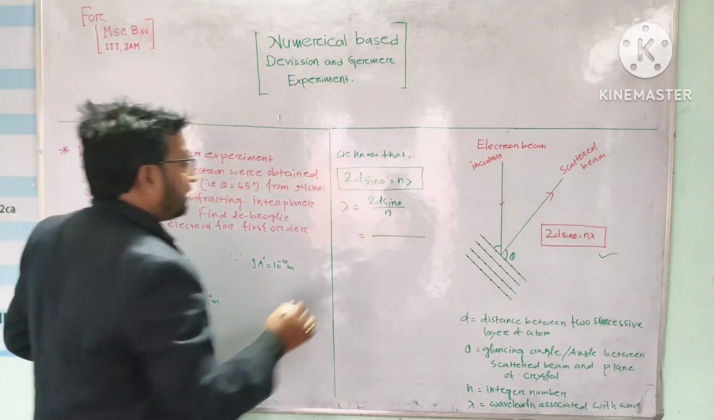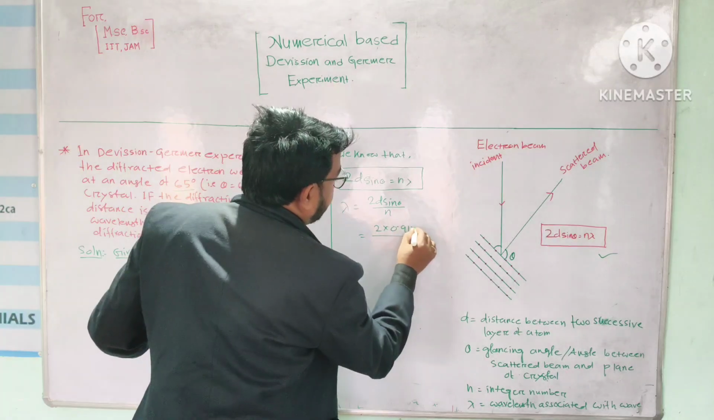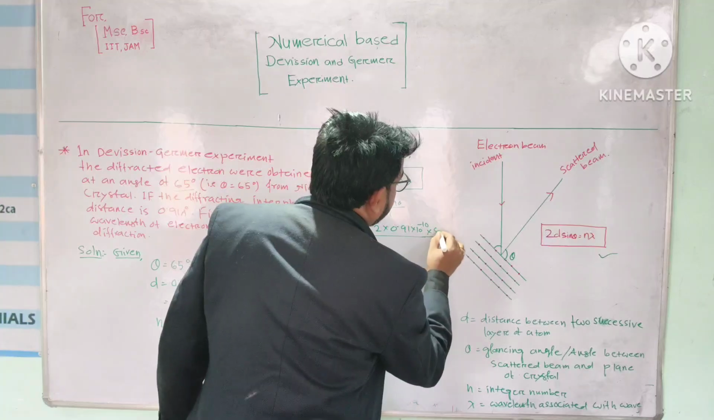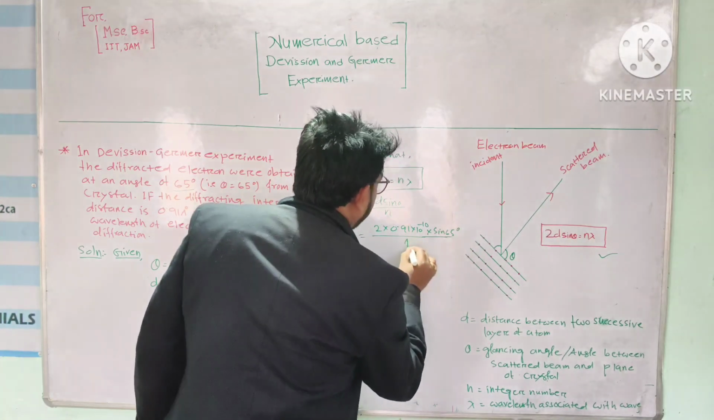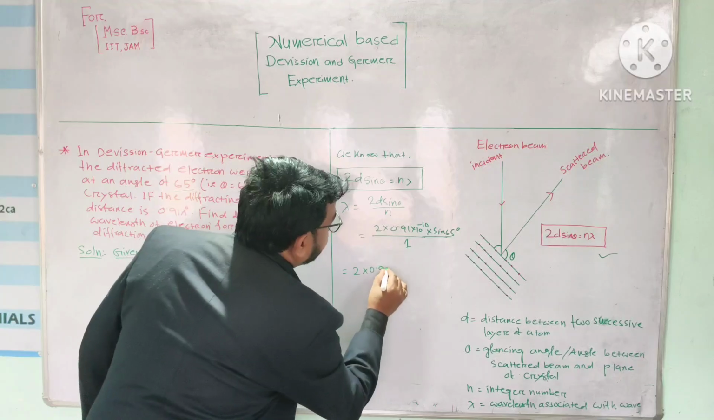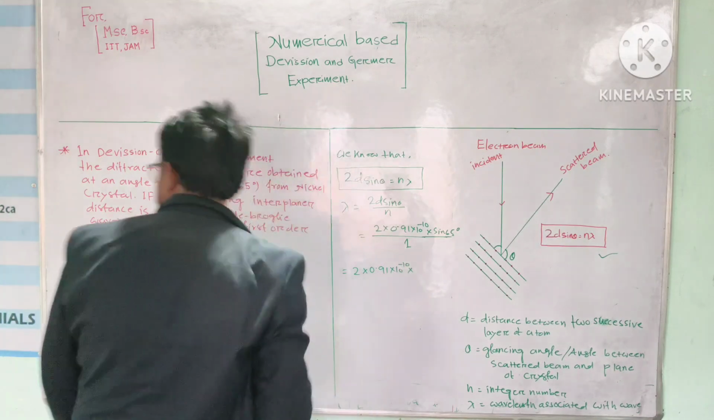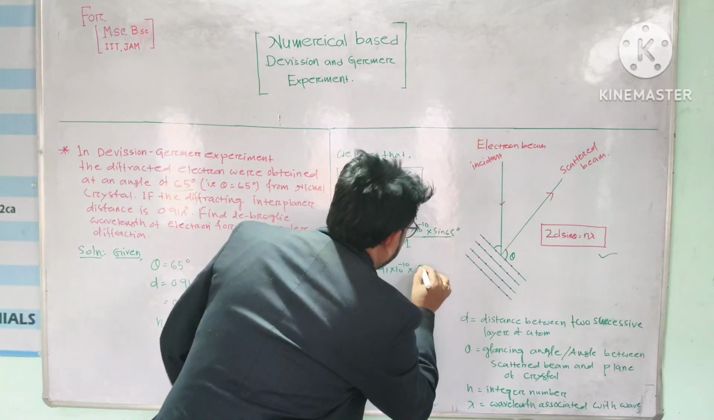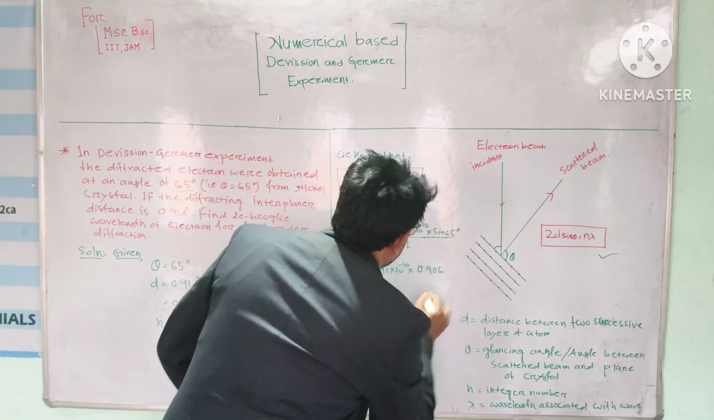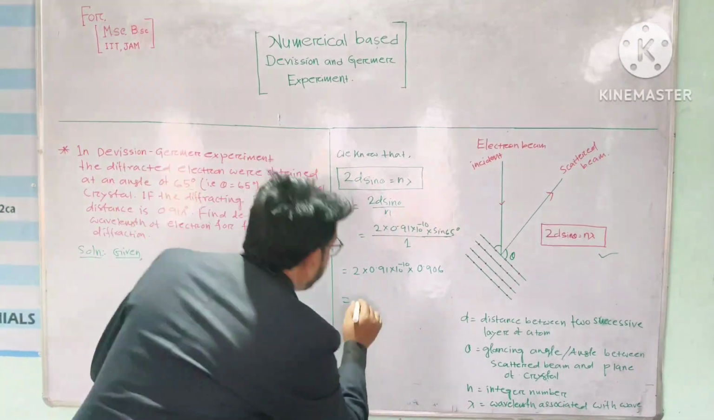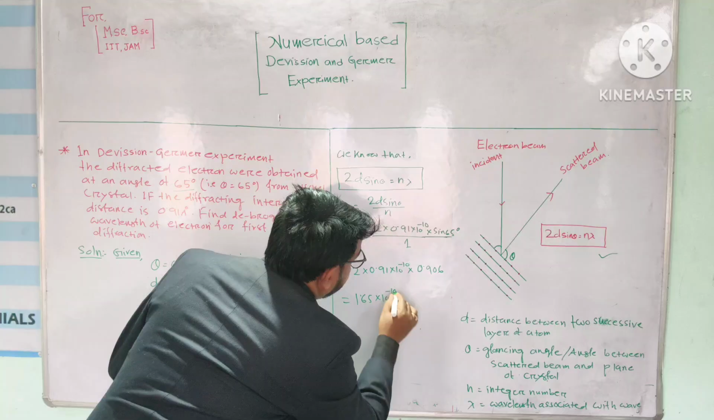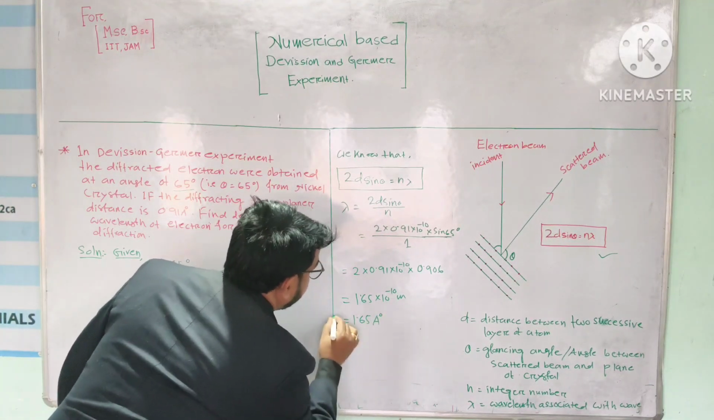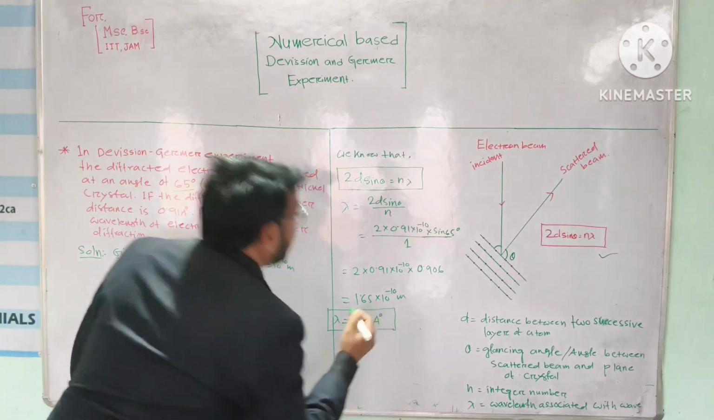The value of lambda equals 2 into 0.91 into 10 to the power minus 10 and sin 65 degree, divided by n equals 1. Okay, so 2 into 0.91 into 10 to the power minus 10 into sin 65 degree. The value of sin 65 degree is 0.906. So finally we can write 1.65 into 10 to the power minus 10 meter, and this is equal to 1.65 angstrom. So this is the required wavelength of the electron.